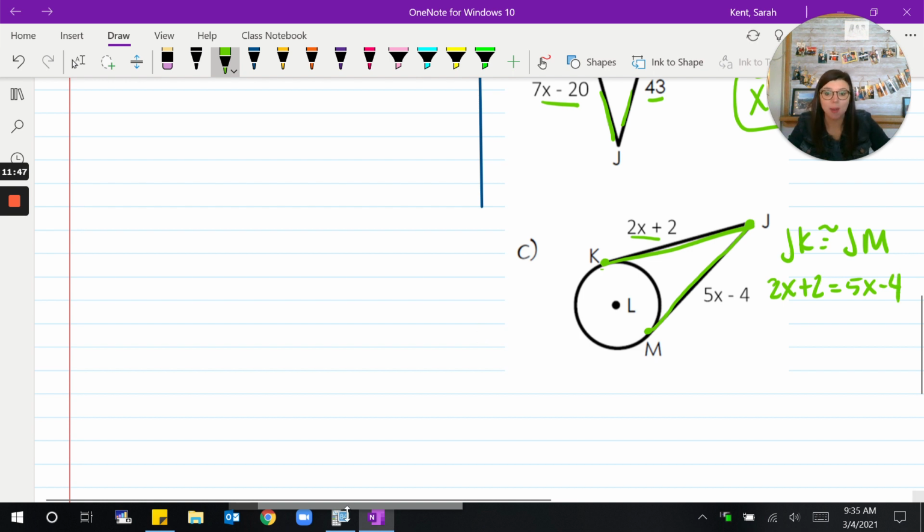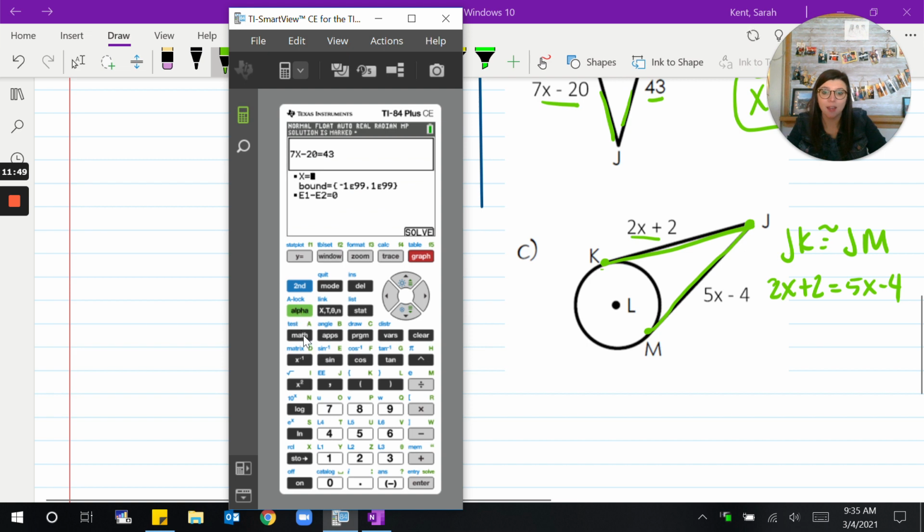So I can go back to my calculator. I can go math, up, enter, and I can type this in. 2x plus 2. And in E2, I've got 5x minus 4. I'll press enter, and then alpha graph. This time, x equals 2.